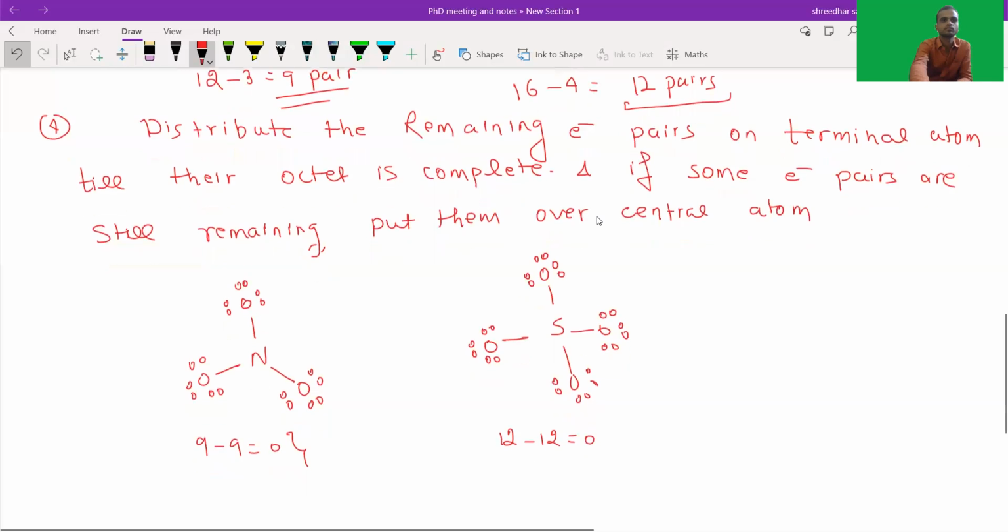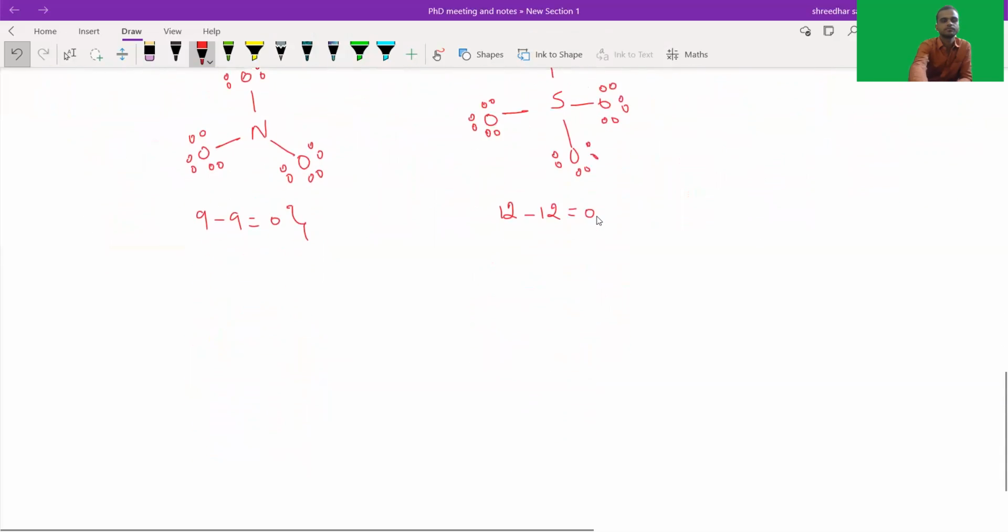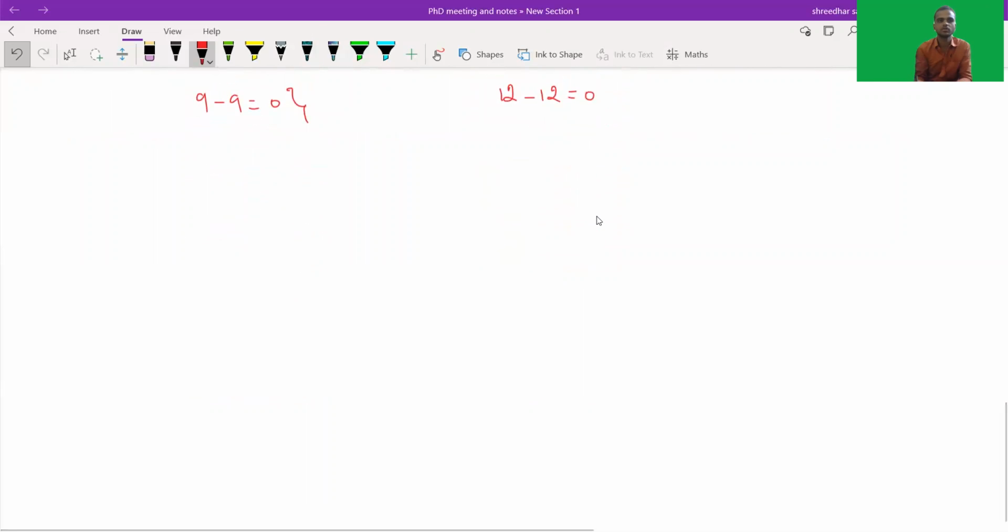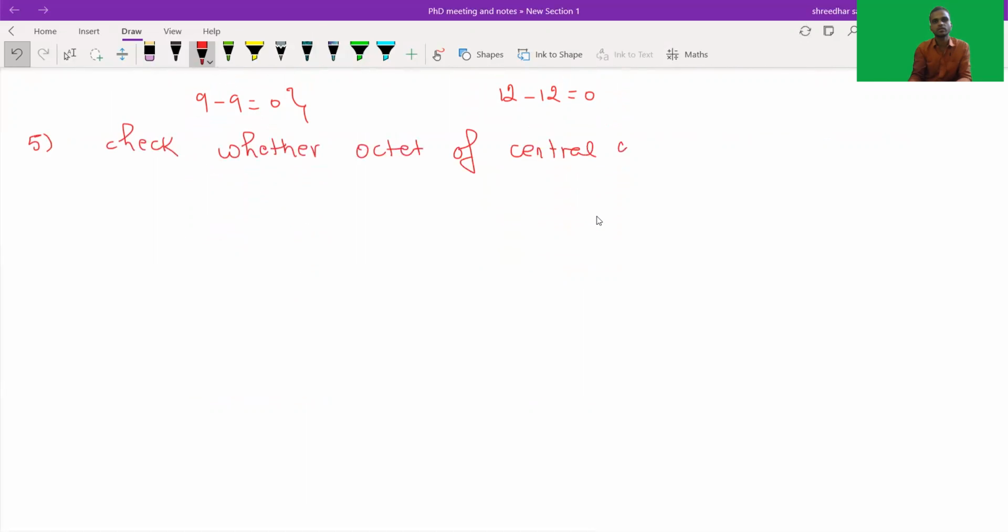Okay, let's move forward. And what is the fifth step? Now you have to check whether the octet of the central atom is complete or not. If not, then complete it.